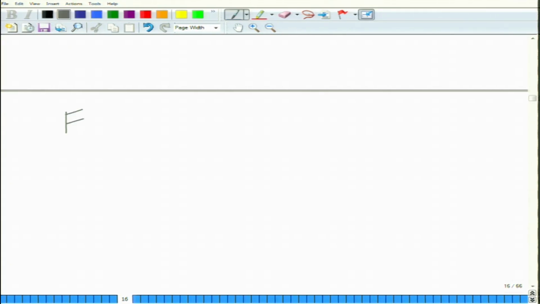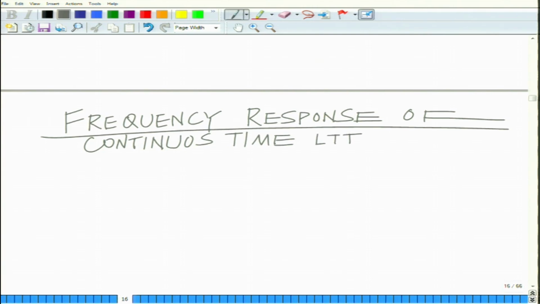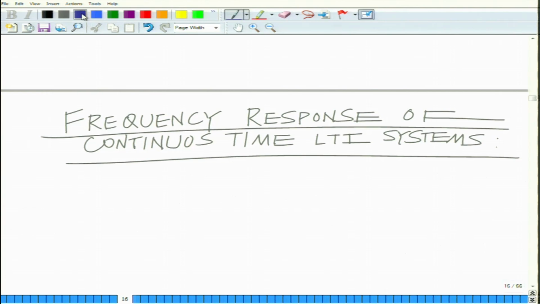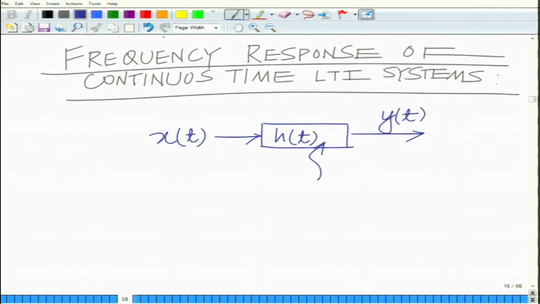All right. Now, consider the frequency response of a continuous time LTI system. Let us say we have a signal x of t which is input to an LTI system with impulse response h of t. This is my schematic of an LTI system, and the impulse response of this LTI system is h of t.